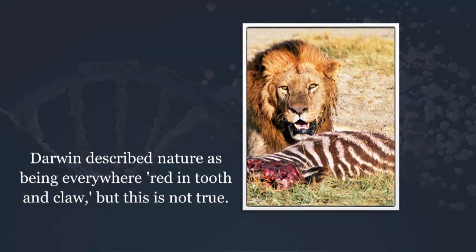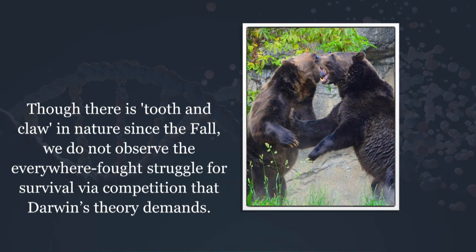But first off, to get the concept, Darwin described nature as being everywhere red in tooth and claw. Speaking of killing and blood. But this is really not true. It's there in some ways, sure. There is tooth and claw in nature ever since the fall, Adam's fall, described in Genesis 3. But we do not observe the everywhere fought struggle for survival via competition that Darwin's theory demands.